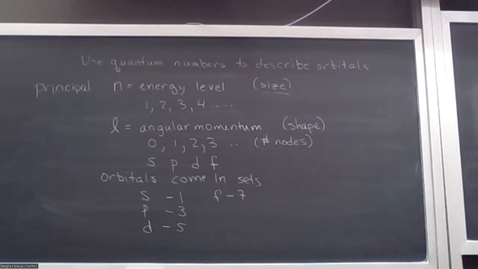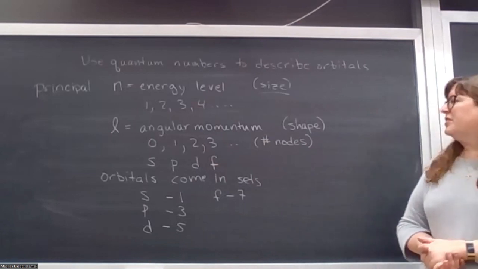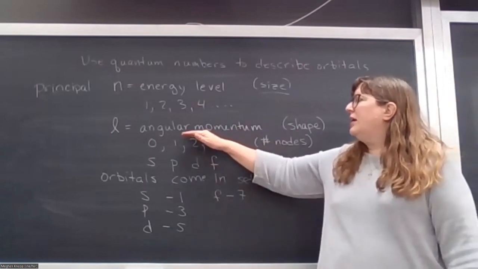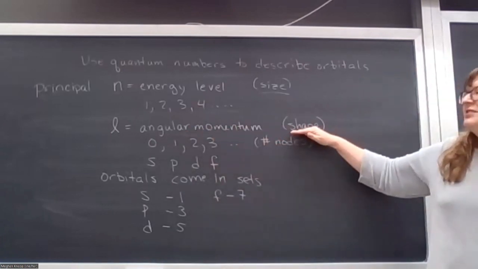Then we also have L, which is the angular momentum. This is called the azimuthal number, but you really only ever see that when this concept is introduced, so I'm not even going to bother writing it down. I do kind of like the name azimuthal. That's fun to say. But this is the angular momentum, and this basically tells us the shape, okay?